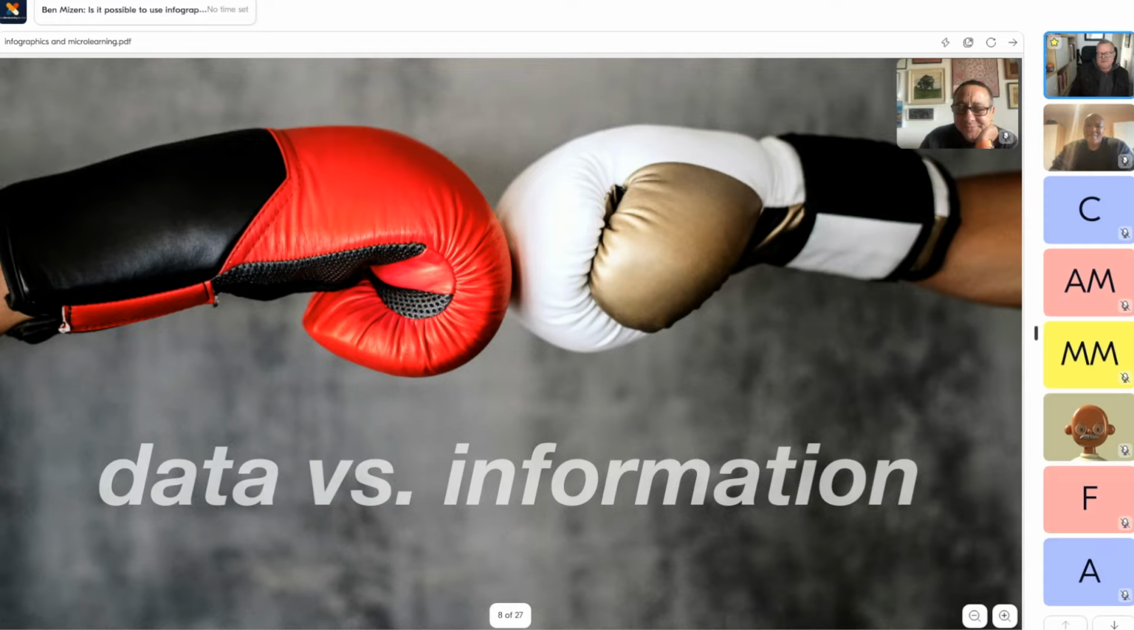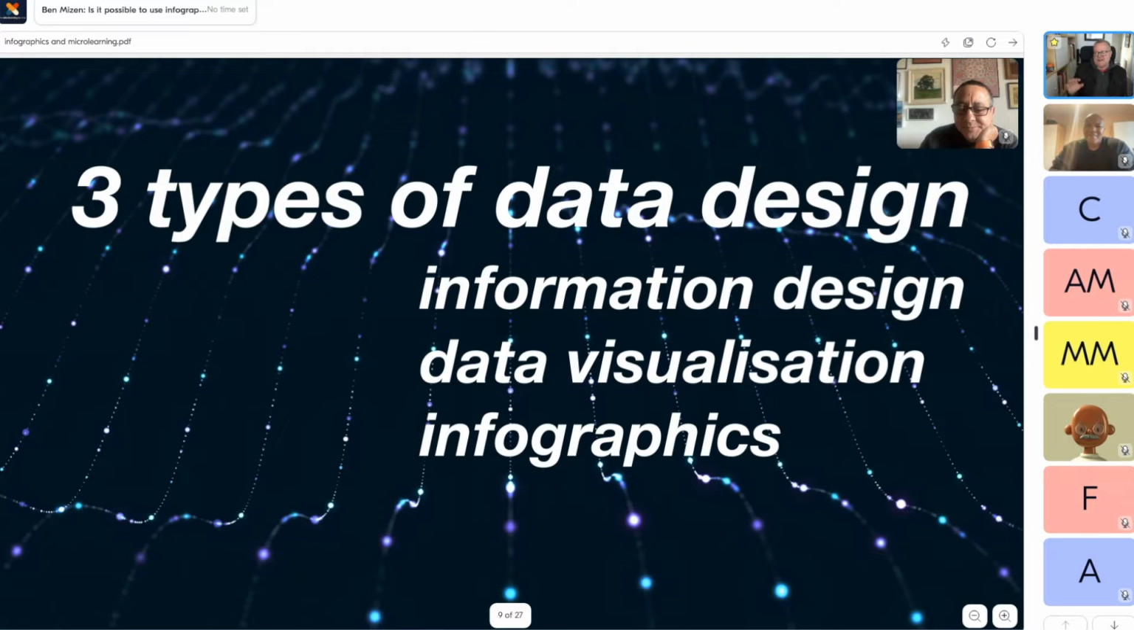Let me tell you about three aspects, three types of data design that you can come across. First of all, there is something called information design. Then we've got data visualization, and then we've got infographics. If we can get our head around these three different types of data design, I think we can be in a position where we can know what we need to put into our learning environments for our learners. So let me take you into the world of information design.